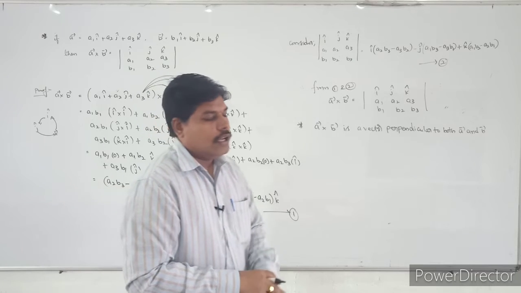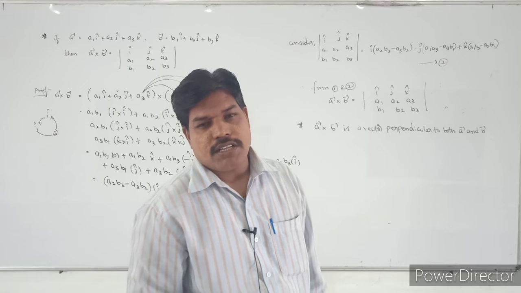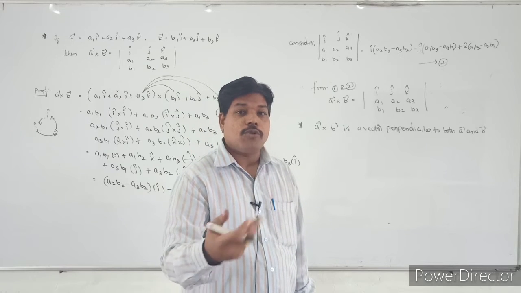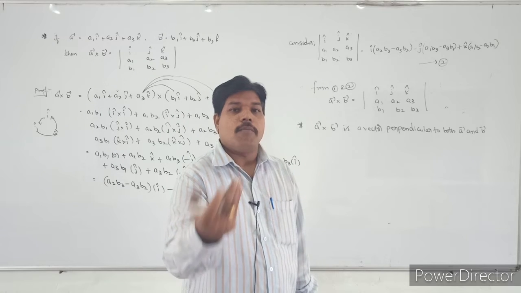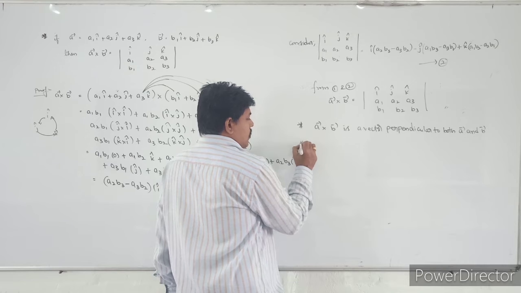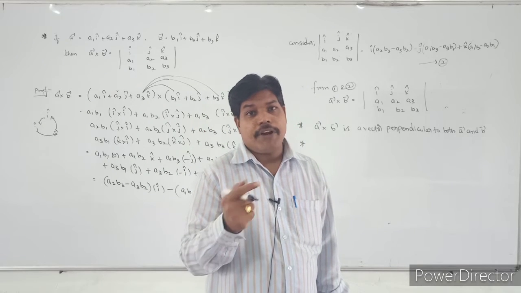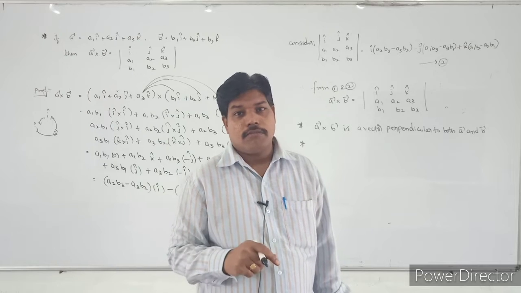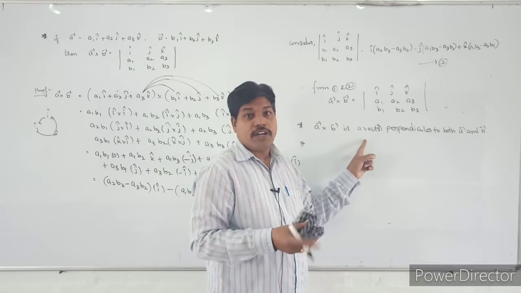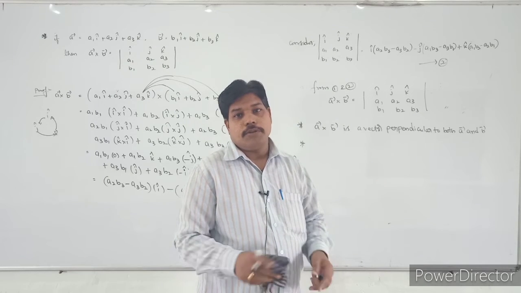For example, if they ask you to find the unit vector of A bar, what is the unit vector of A bar? A cap is equal to A bar by mod A. Yes or no? So if they ask you to find the unit vector perpendicular to both A bar and B bar, we already know the vector perpendicular to both is A bar cross B bar. What is the unit vector of A bar cross B bar? A bar cross B bar by mod A bar cross B bar.